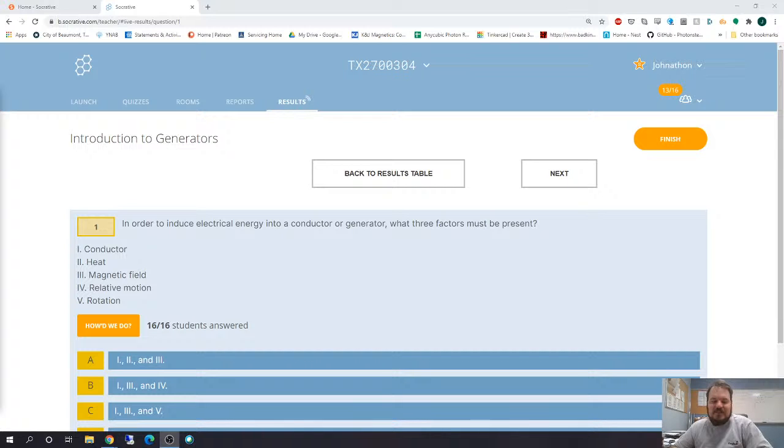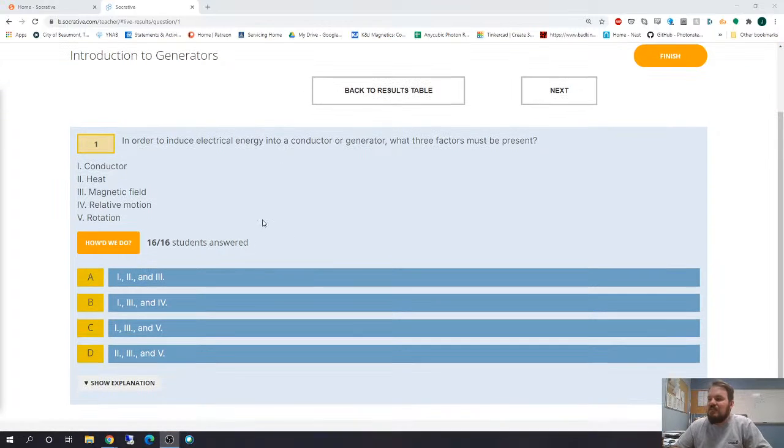Yeah, that sucked. Okay. In order to induce electrical energy into a conductor or generator, what three factors must be present? Well, we've got conductor, heat, magnetic field, relative motion, rotation. You need to have a conductor, you need to have a magnetic field, and relative motion.